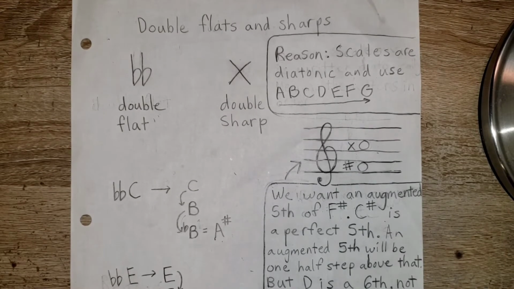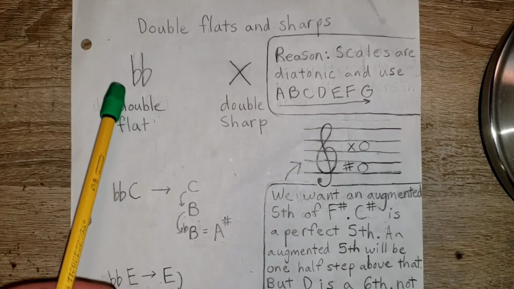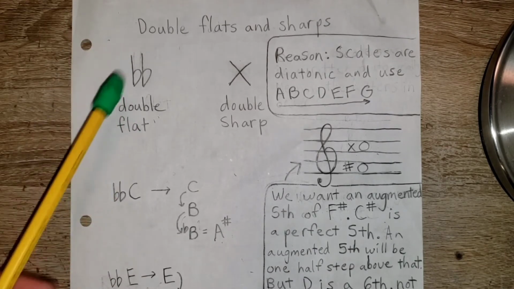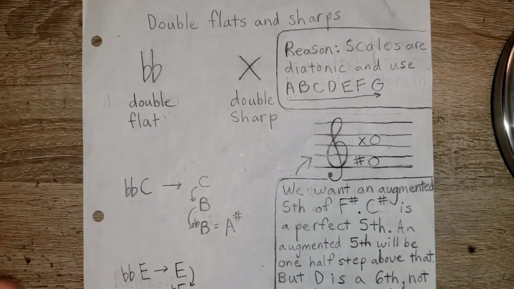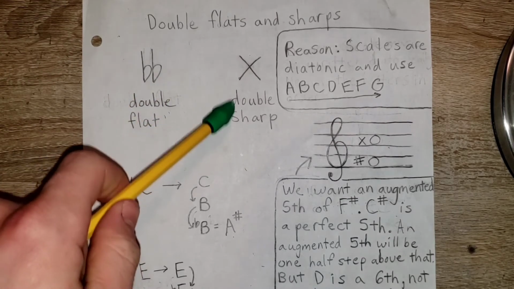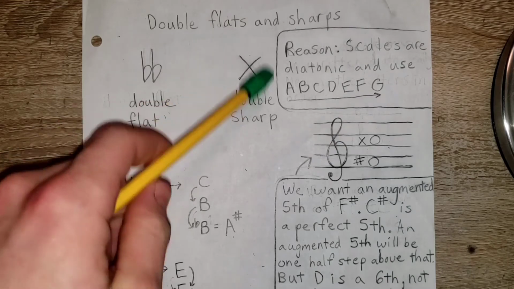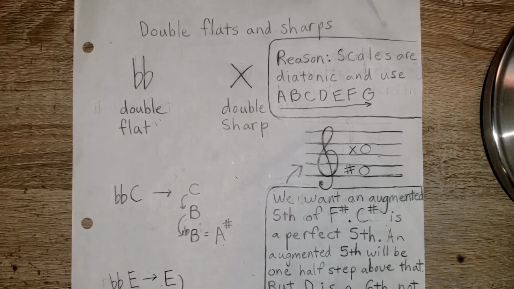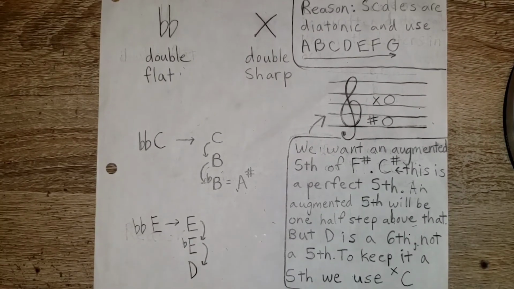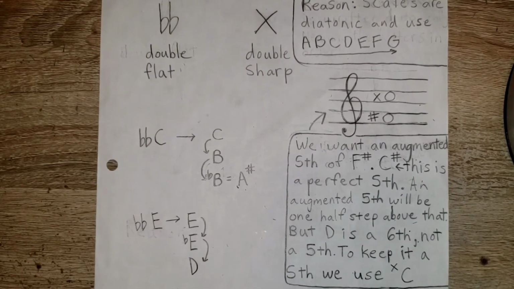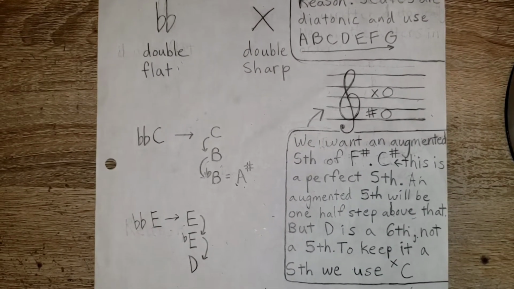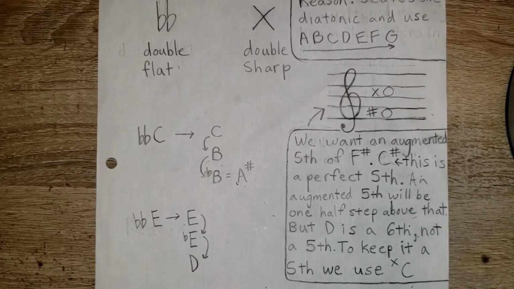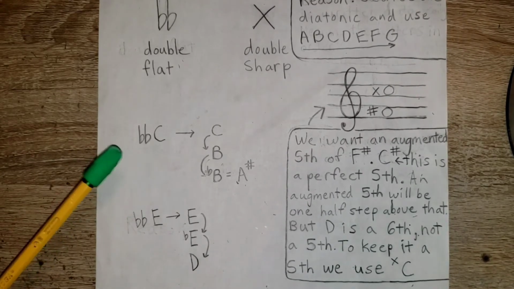So you have your double flat here. This is how it's drawn. It's just two flat symbols next to each other, normally very close. And then you have your double sharp, which is an X. It's a little different, but that's what the double sharp symbol is. So I normally do sharps, but it's good to think about both. So let's start with the flats.